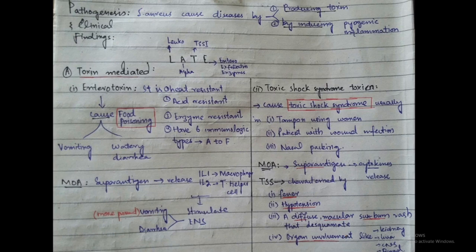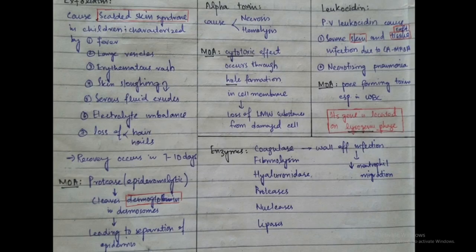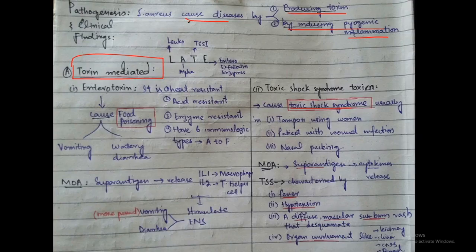Now, coming to pathogenesis and clinical findings. Staphylococcus aureus causes disease by two mechanisms: one by producing toxins and the second by inducing pyogenic inflammation. First we will talk about the toxin-mediated diseases. They are food poisoning, toxic shock syndrome, and scalded skin syndrome. We will discuss all of these.